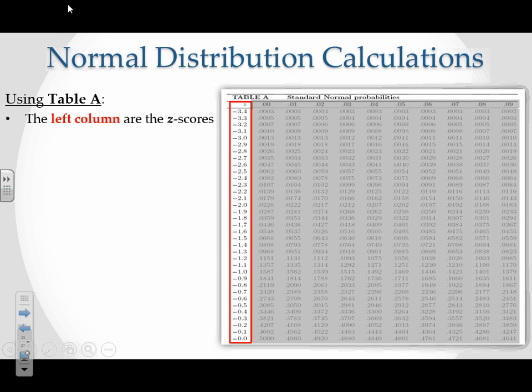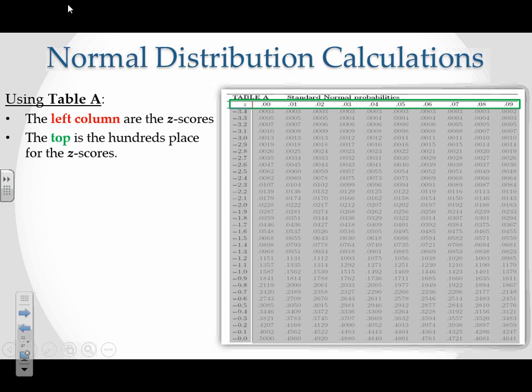So the left column will give you up to the first decimal place. If I have the value 2.76, my first step would be to come to the column and find 2.7. I need to find that first decimal place with the units. Okay, so 2.7. Then if I wanted 2.76, I need the hundredths place. That hundredths place is listed across the top row. So along that top row where you see 0.00, 0.01, 0.02, that's the hundredths place of your z-score.